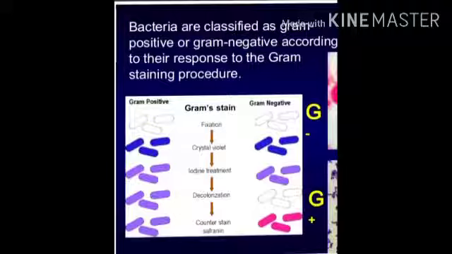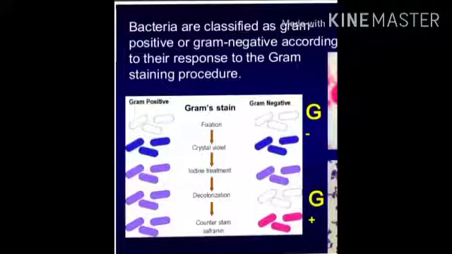Today my topic is gram staining. Bacteria are divided into two categories, gram positive and gram negative. First of all, the gram procedure was given by Christian Gram in 1884. What is the gram staining or gram procedure?